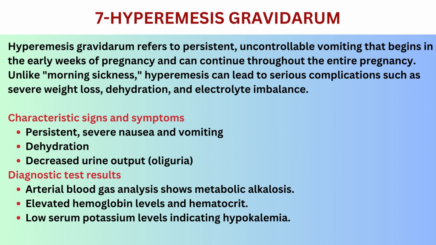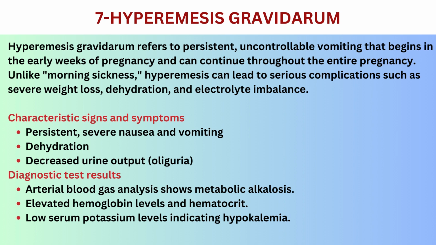Hyperemesis gravidarum refers to persistent, uncontrollable vomiting that begins in the early weeks of pregnancy and can continue throughout the entire pregnancy. Unlike morning sickness, hyperemesis can lead to serious complications such as severe weight loss, dehydration, and electrolyte imbalance. The characteristic signs and symptoms: persistent severe nausea and vomiting, dehydration, decreased urine output, oliguria.